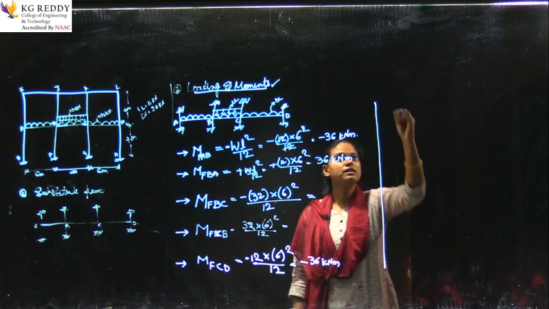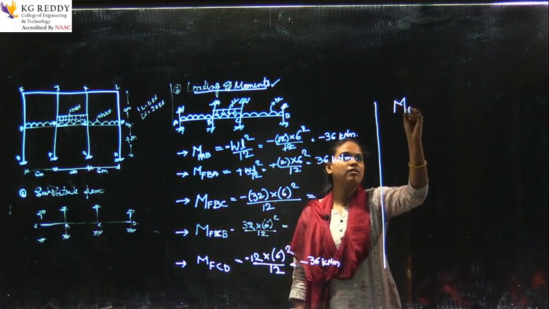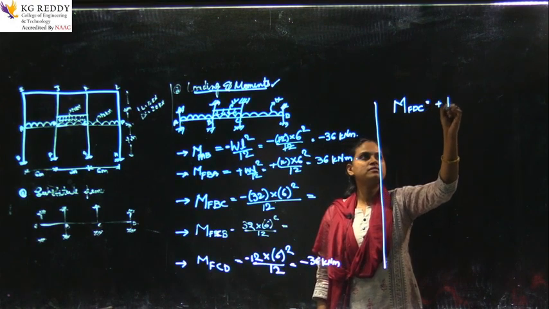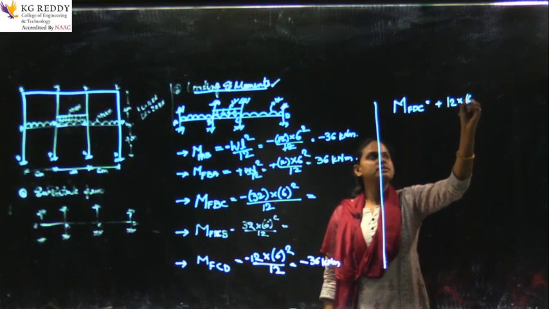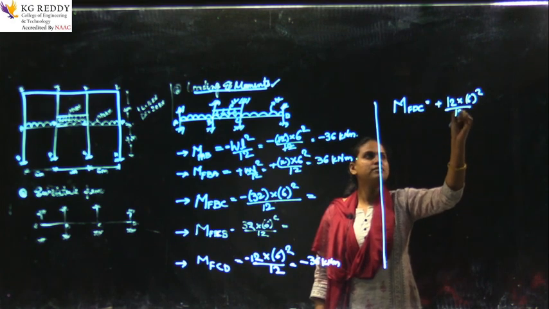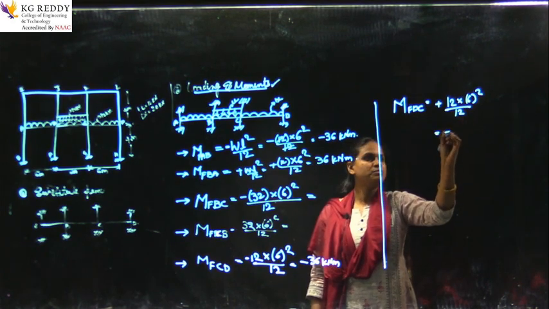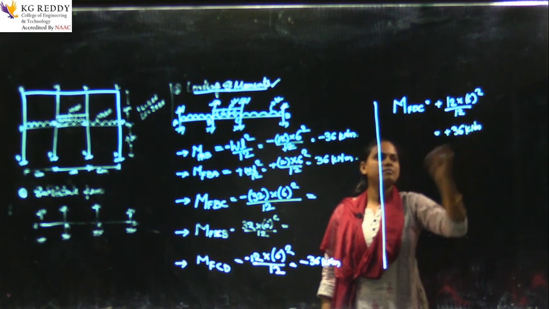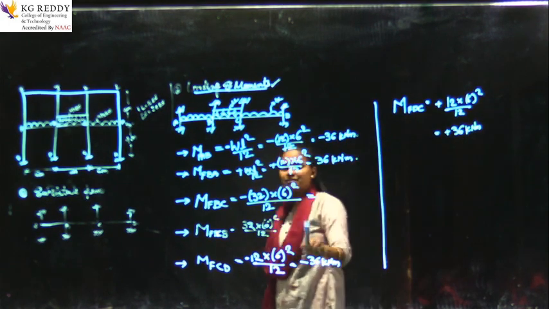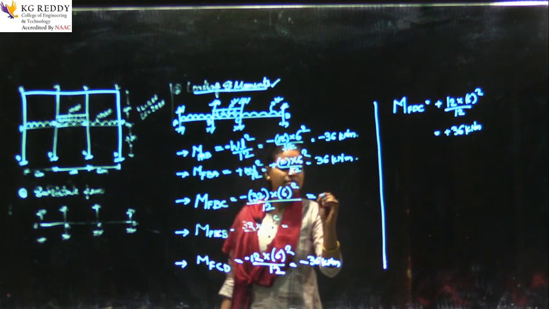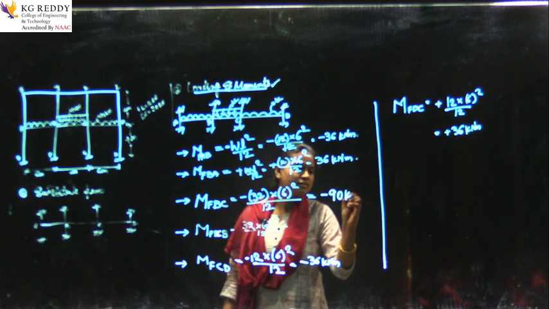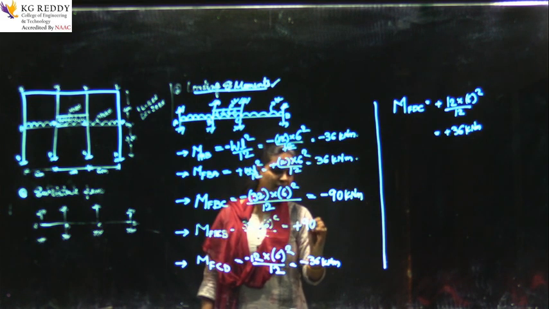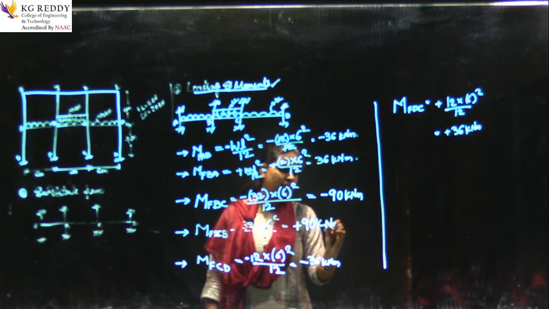Next, you will do the moment along DC. So, what is DC? This is plus 12 into 6 square divided by 12, which equals plus 36 kilonewton meter. Okay, did you all calculate it? What will be the value here? It is minus 90 kilonewton meter, and here you will get plus 90 kilonewton meter.